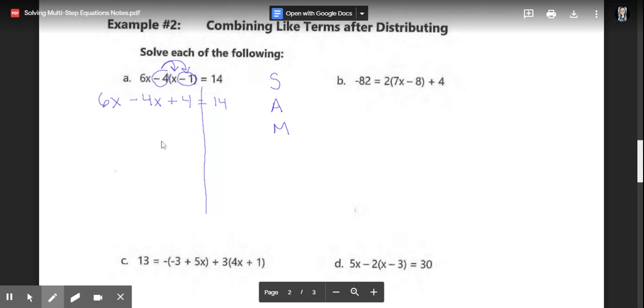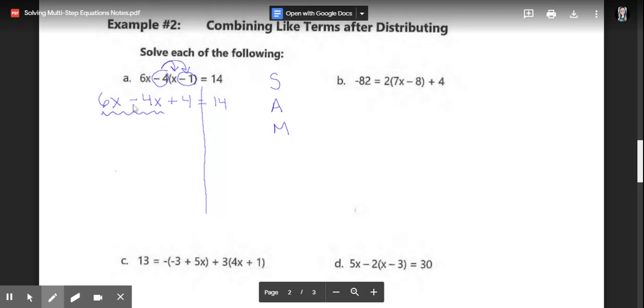So if I look at the left-hand side, I have a lot of terms over here. So that tells me something can get simplified. So I see a 6x and a -4x. I'm going to go ahead and underline those. Because they both have an x, they can be put together, and I do exactly what it says.